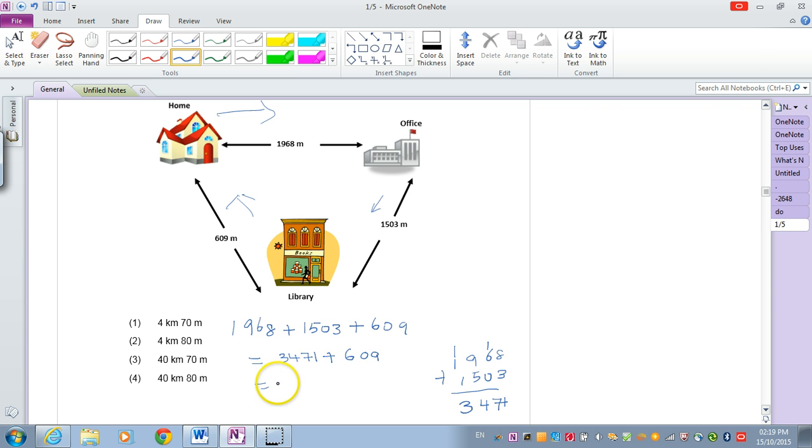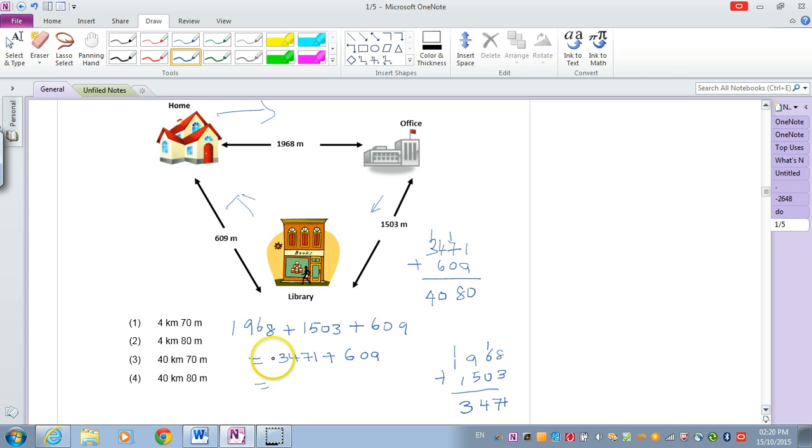So 3471 plus 609. Okay, so 1 plus 9, that gives me 10, and regroup. 7 tenths plus 1 tenth, that will give me 8 tenths. 400 plus 600, that gives me 10 hundredths. I'll regroup 1000. So that will give me 3000 plus 1000, 4000.